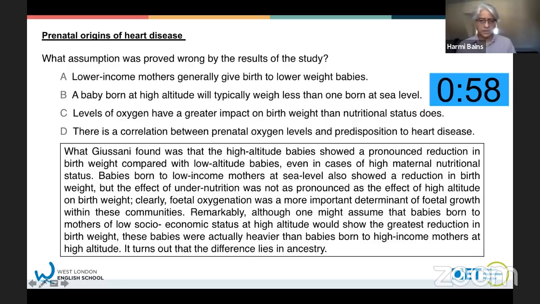Okay, guys, and these are your answer options. So you've just got a minute to figure out the answer. Feel free to type your answers into the chat as well.